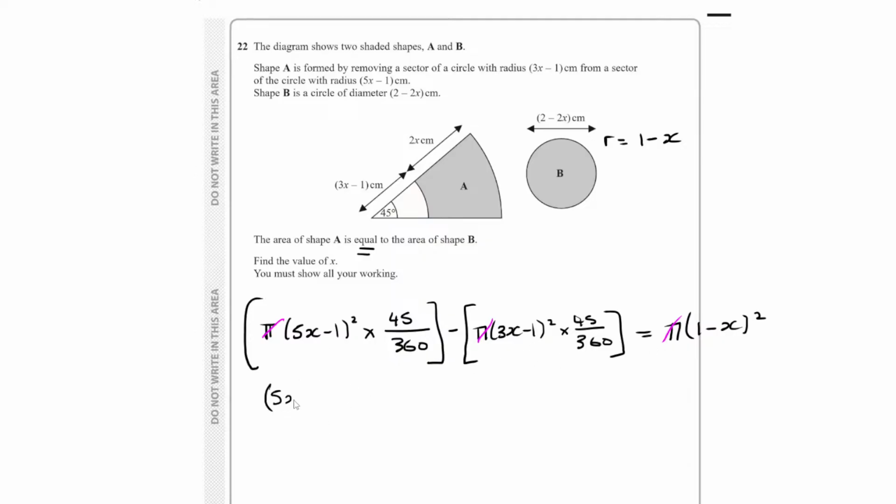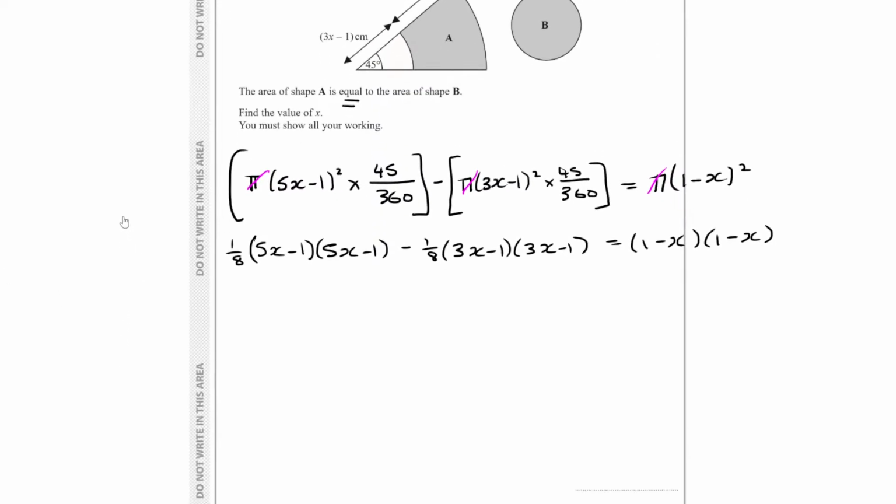So we've got basically 1/8 times 5x minus 1. These are double brackets, aren't they? Minus another 1/8, 3x minus 1, 3x minus 1. And then I'll probably expand out these double brackets as well. 1 minus x, 1 minus x. So it's just a lot of expanding. Instead of timesing by 1/8, what I did was I just multiplied both sides by 8, but you can expand it however you like. So I put the 8 on the other side.